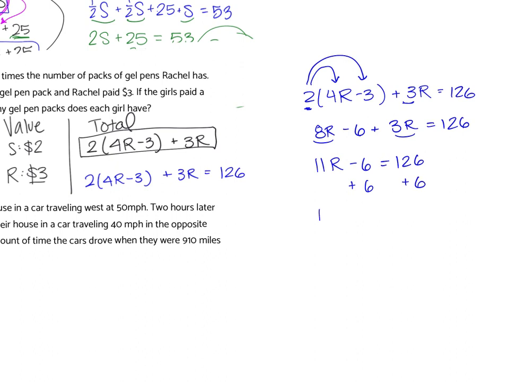sides. I get 11R equals 132. So then R equals, if I divide both sides by 11, R equals 12.